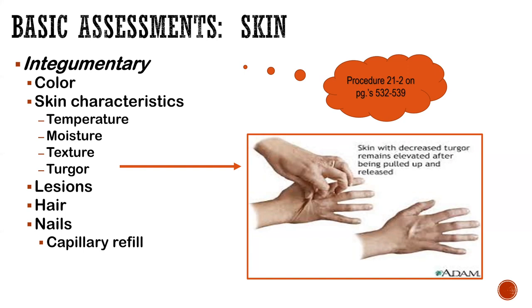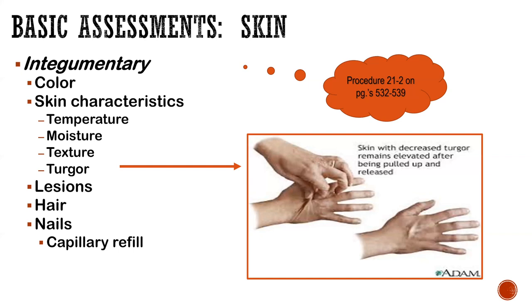So temperature, are they warm? Are they dry? Is there moisture? Are they sweaty? What's their texture like? Do they have a rough texture? Is their skin smooth? Are there any lesions on their body? Do they have any scabs? It looks like they have lots of scabs. Does it look like they have cuts? That kind of thing. Also skin turgor, which I know I've mentioned in a couple of videos as well.